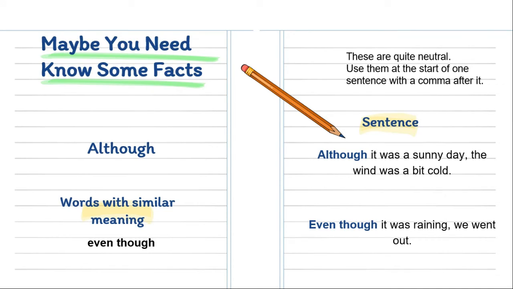Jadi kalau kamu taruh di tengah-tengah kalimat, kamu nggak usah pakai koma, tapi langsung aja. It was a sunny day, although the wind was a bit cold. You can write it like that. Or it was raining, even though we went out.